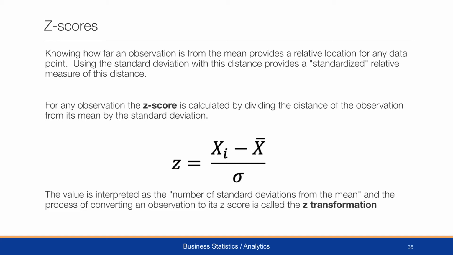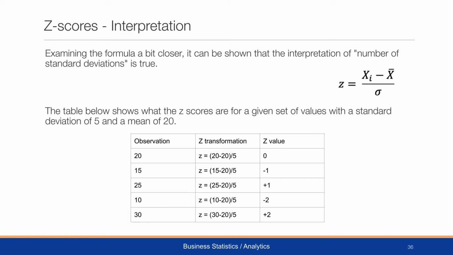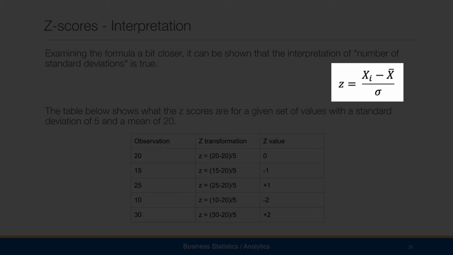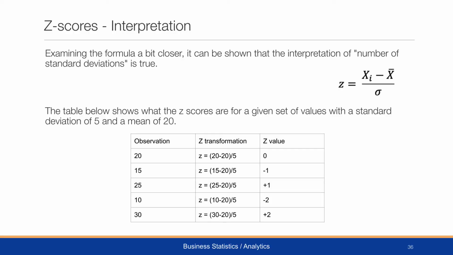So let's take a look at what it might look like. We can show that the interpretation of the number of standard deviations is true. We've got the formula here to the right, xi minus x bar, divided by the standard deviation. The table below shows what the z-score is for a given set of values with a standard deviation of 5 and a mean of 20.